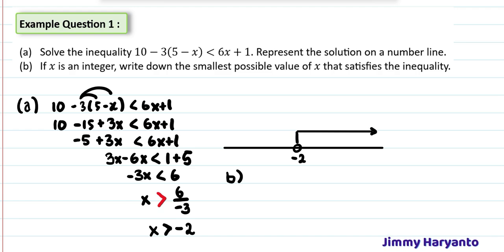And then B, you have to find the integer. Integer means the whole numbers. It cannot be a decimal or a fraction or surds. Write down the smallest possible x that satisfies the inequality. We can answer this by using our number line. Because we have negative 2 right here and the dot is blank, that means we cannot choose negative 2 as the smallest number. That means the smallest number will be the next one, which is negative 1. So the answer for this one is negative 1.